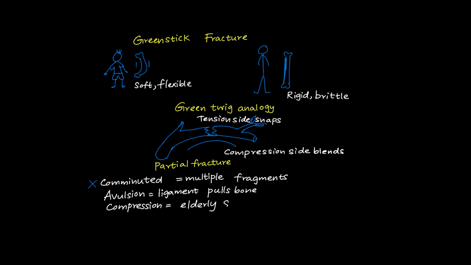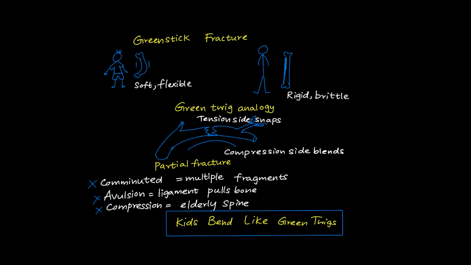Here's an exam tip for you. Remember, greenstick is kids bend like green twigs. Young bone bends, old bone breaks. Greenstick equals partial break, one side bent.